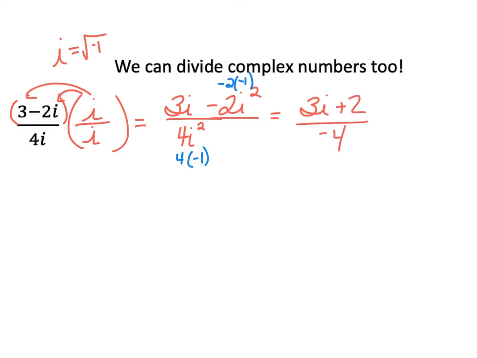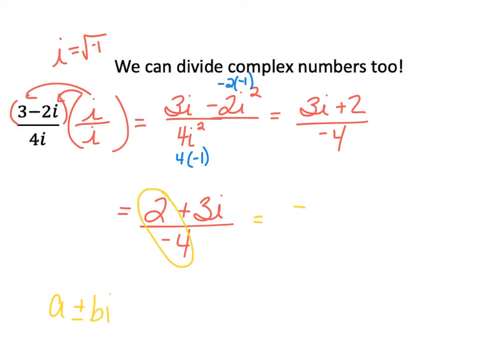I'm going to get things in the right order, which would be the 2 first plus 3i divided by negative 4. Now the final thing is, remember, complex numbers are in the form of a plus or minus bi. So I'm going to simplify this right here to make this negative 1/2, and then the positive 3 divided by negative 4 would be minus 3/4 i.